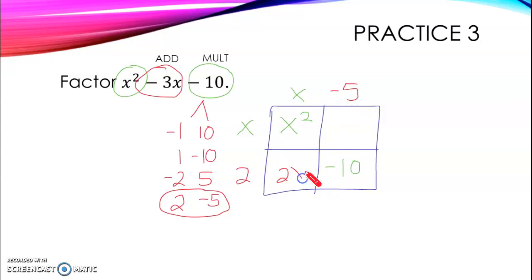You can fill out the rest of the box if it helps things feel complete. And let's write our two sets of parentheses here. I'm going to go ahead and add this. My width is x plus 2, and my length is x minus 5.